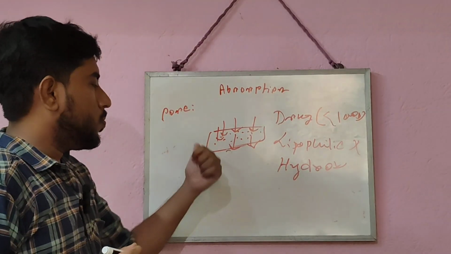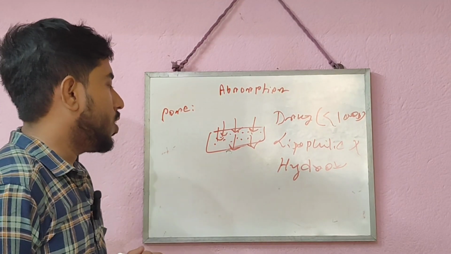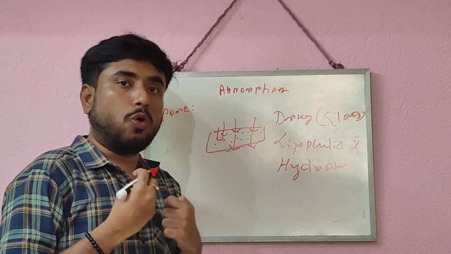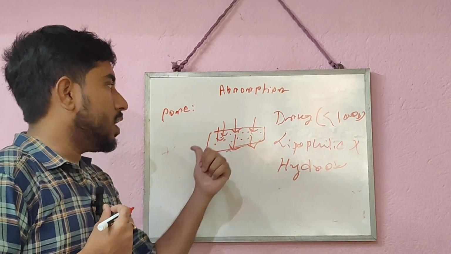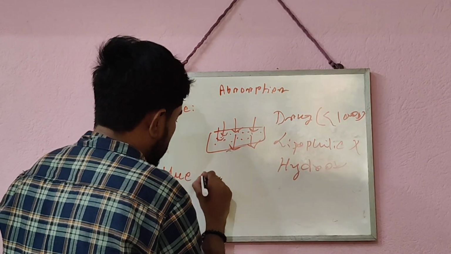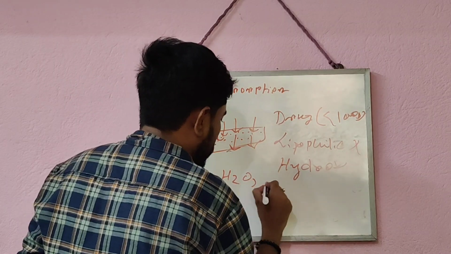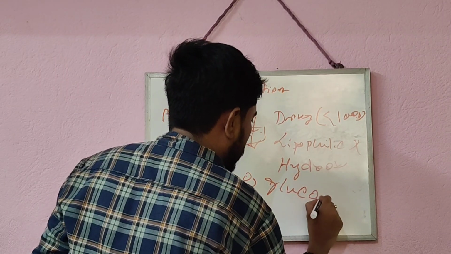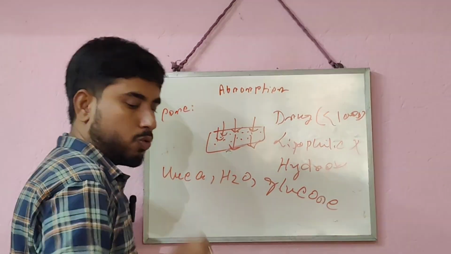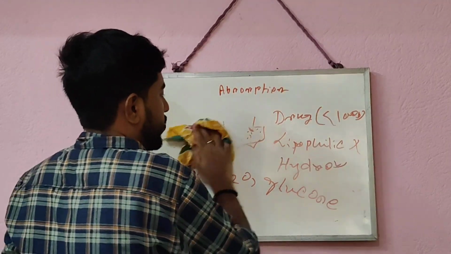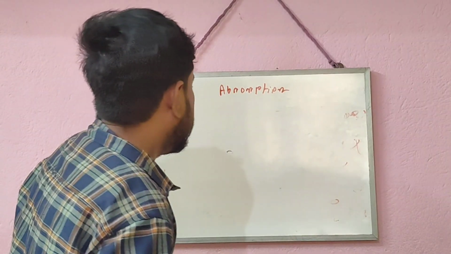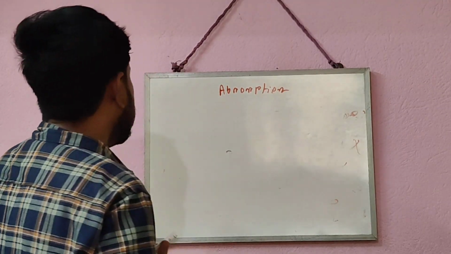And here also the drug goes towards the concentration gradient, so there is no requirement of energy. Generally, hydrophilic drugs which are water-soluble pass through this pore absorption method, like urea, water, glucose, all that are soluble in aqueous medium can easily pass through the pore transport mechanism. The third and last one in passive diffusion is ion.